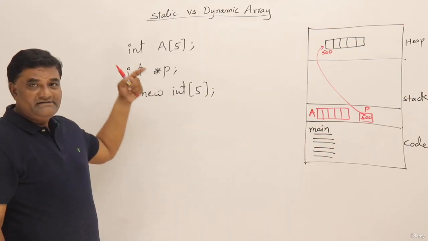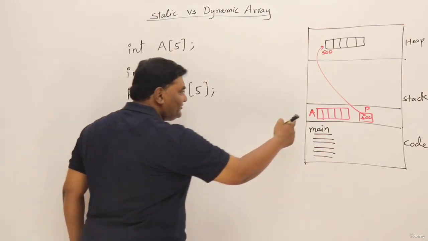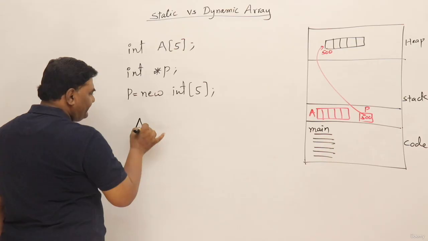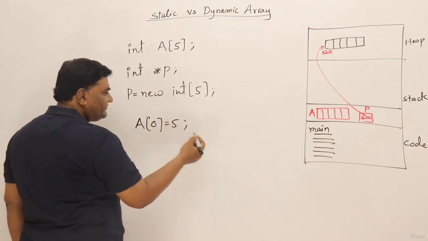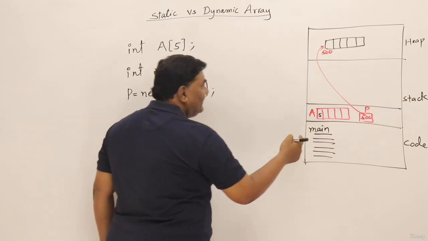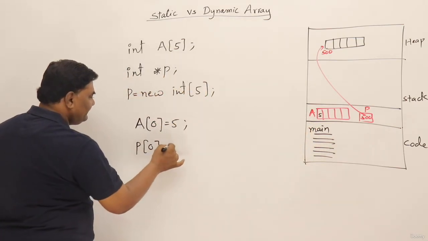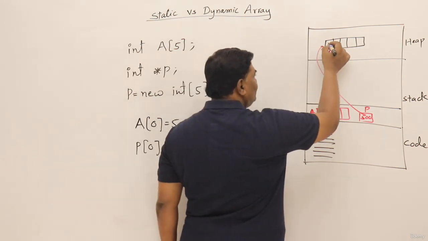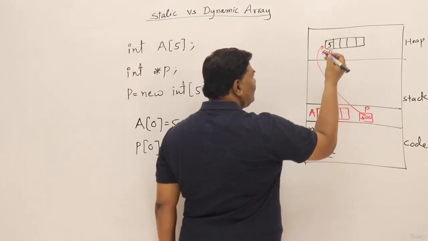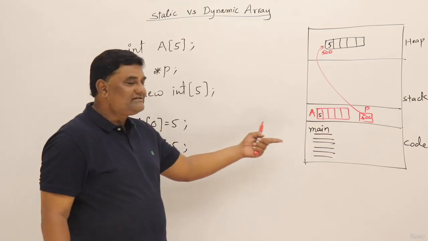And this is a normal array inside the stack and this is an array inside heap. Now how do we access this normal array inside the stack? For accessing any location, I should say A of 0 assign 5. So the value 5 will be stored here. Now the same thing I can say: P of 0 assign 5. Just like a normal array, I can access this also. So the value 5 will be stored here. It is as simple as accessing an array inside the stack.